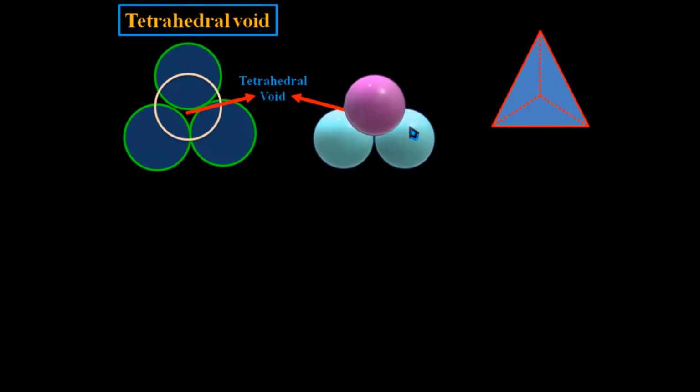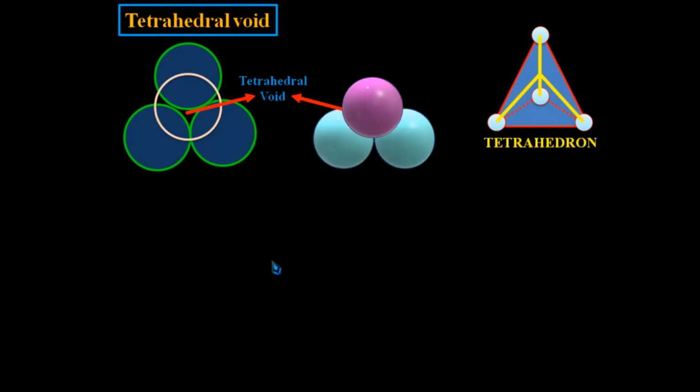In this way, the 4th sphere is placed, and the tetrahedral void is formed due to a combination of 4 spheres, 3 from the base layer and 1 from the upper layer. When we join the centers of these 4 spheres, which are present at the vertices of the tetrahedron, a tetrahedral structure is formed. Therefore, this is called the tetrahedral void.